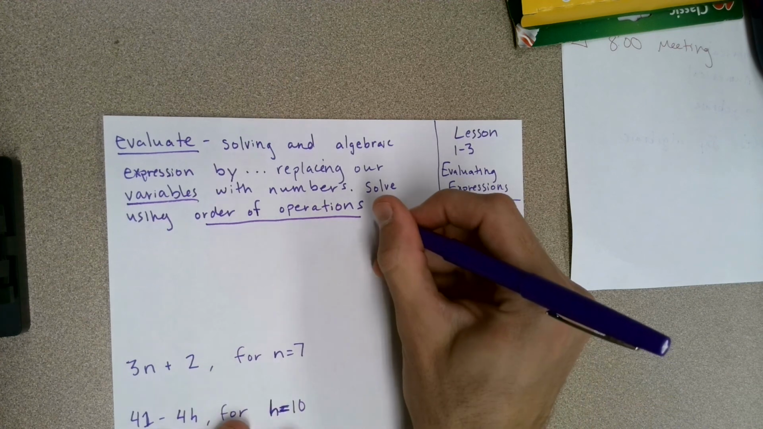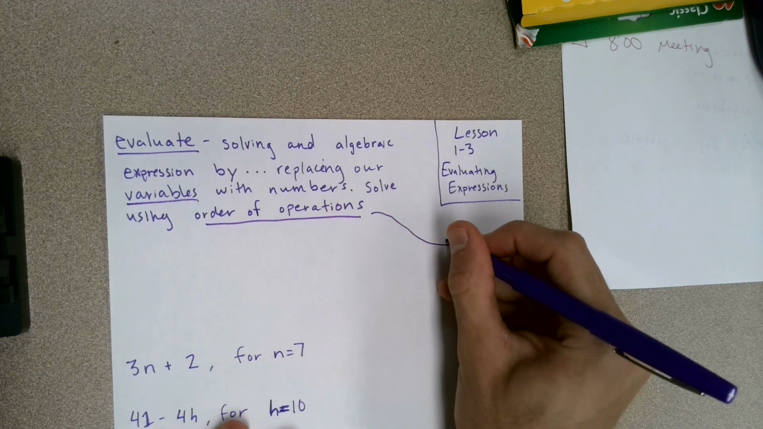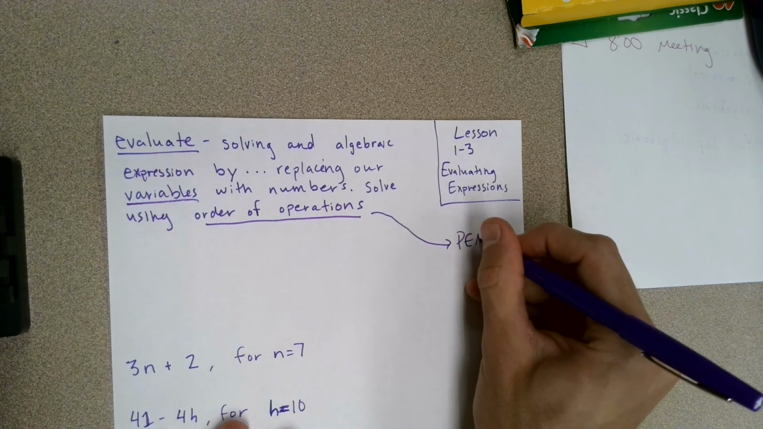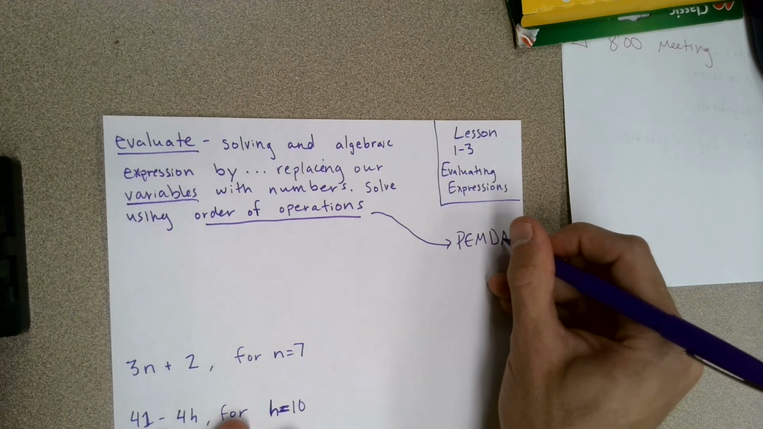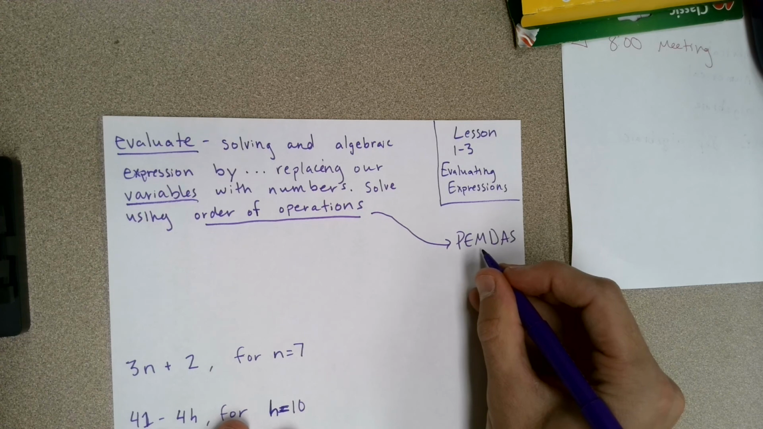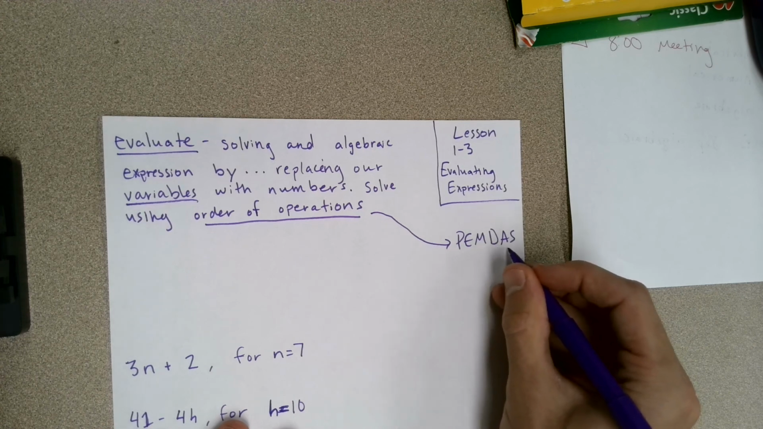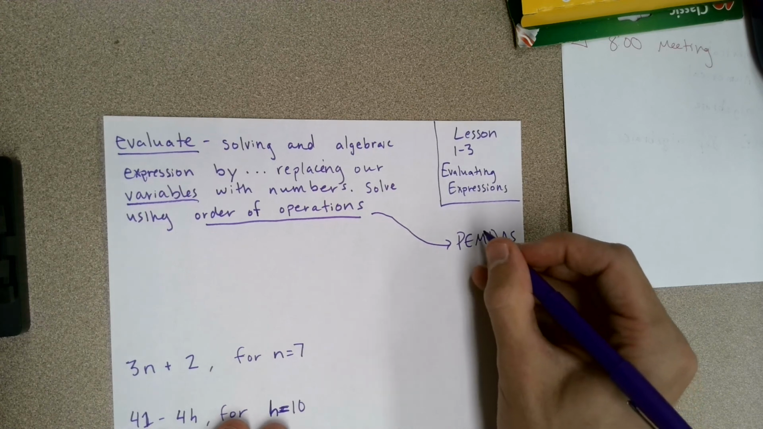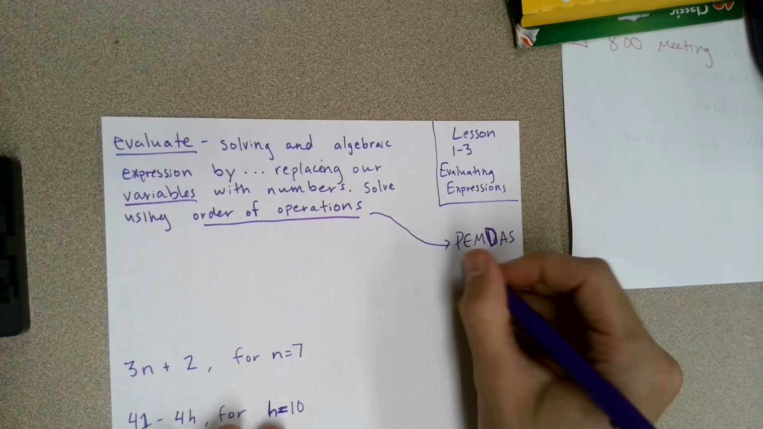Our order of operations is PEMDAS. Who can remind me what PEMDAS stands for? P, parentheses, E, exponents, M, multiply and divide, AS, add, subtract. Those are key terms. If you didn't watch my last video, you need to watch that. This is important. PEMDAS is huge.